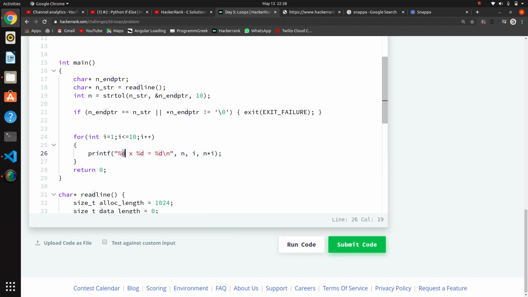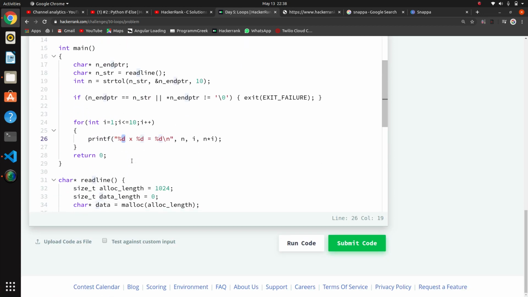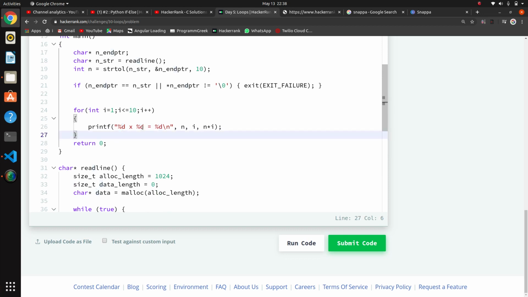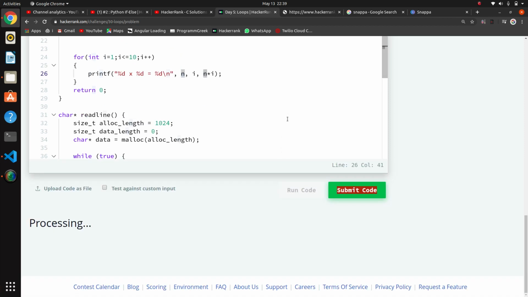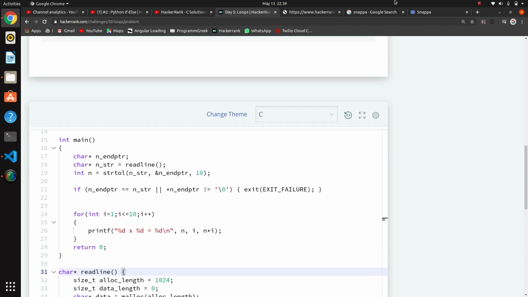This is %d for n, means हमारा जो टेबल जिसका टेबल होगा वो n, और उसके बाद this %d will be for our i, means जिसके साथ हम मल्टीप्लाई कर रहे हैं वो, and this would be our answer %d, n star i. Okay, that is a simple question. Okay, I am running this code. Yeah, it is running. So thank you.